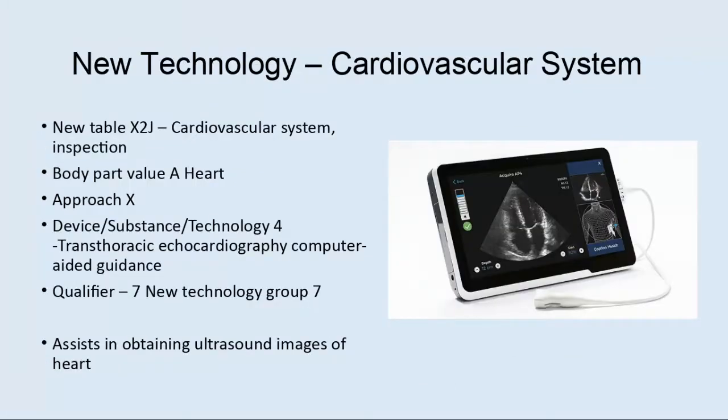So there are a lot of changes, lots and lots of changes in the new technology section. So first of all, table X2J, cardiovascular system inspection, at a body part value A and a device substance value for transthoracic echocardiography computer-aided guidance. So this is a computerized way to assist getting ultrasound images of the heart.